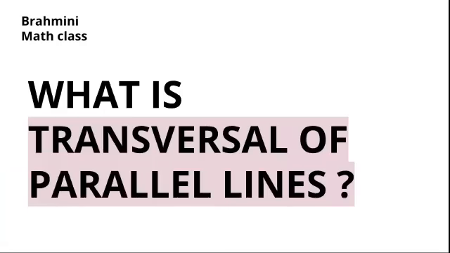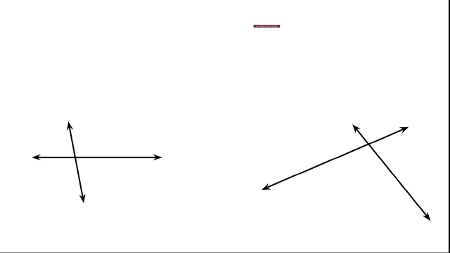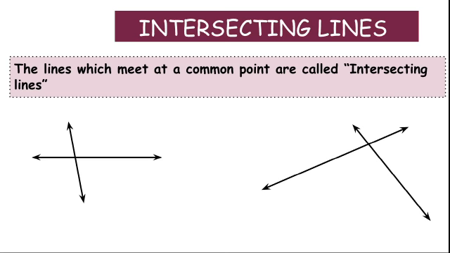Let us discuss about transversal of parallel lines. Before going into the topic, let us recall few concepts. Observe these two sets of lines. What can you tell about these lines? Yes, these lines are intersecting lines because they meet at a common point. The lines which meet at a common point are called intersecting lines.